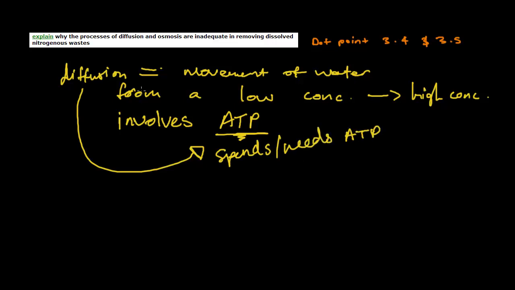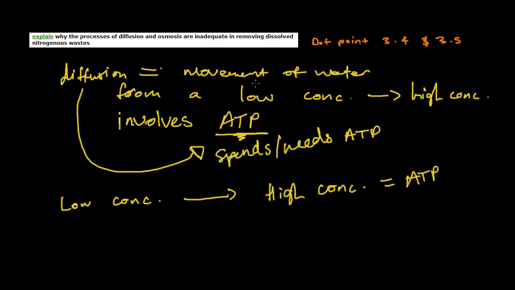Now, because of this, diffusion is quite inefficient. If the body really needs to move something from a place with low concentration to a place with high concentration, which is against the concentration gradient, like it's going in the wrong way, it's going to need to use ATP. So it has to use ATP if it wants to do this. Now that's what diffusion is.